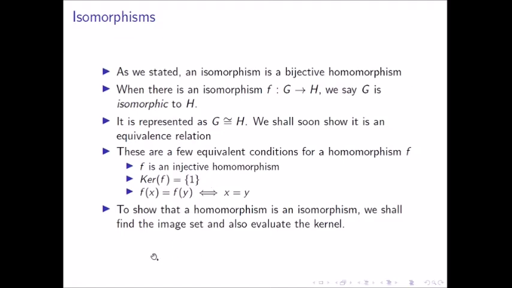To show that a homomorphism is an isomorphism, we shall find the image set and show that it's the same as the codomain and also evaluate the kernel. And if the kernel is just the identity, it's injective and we are done.